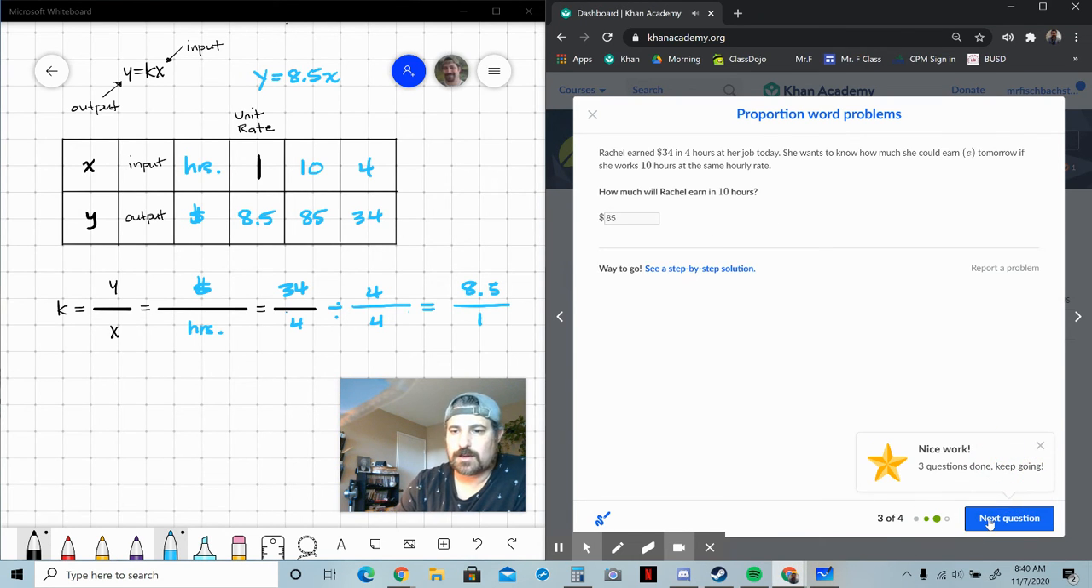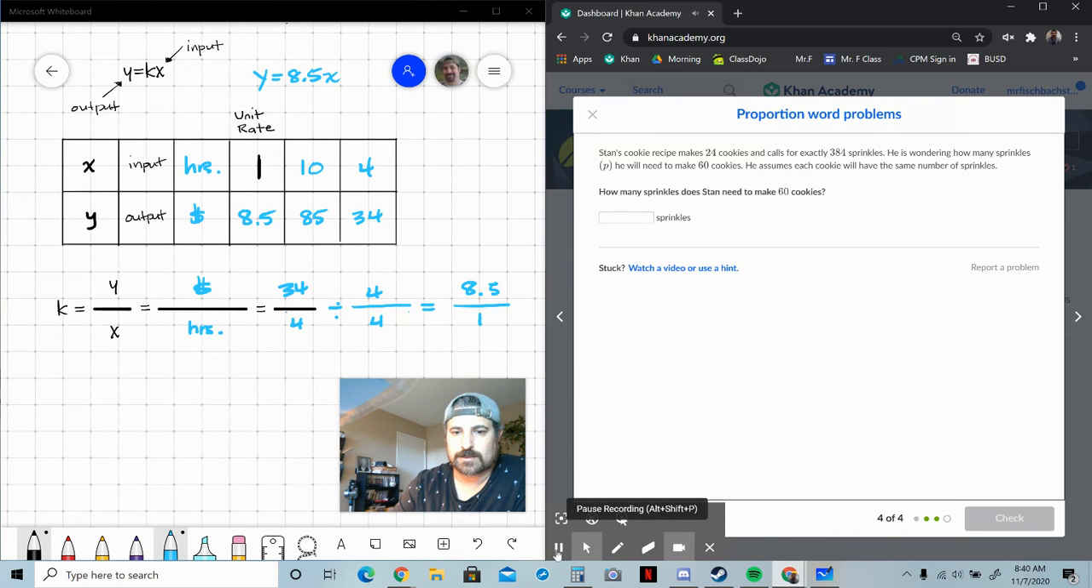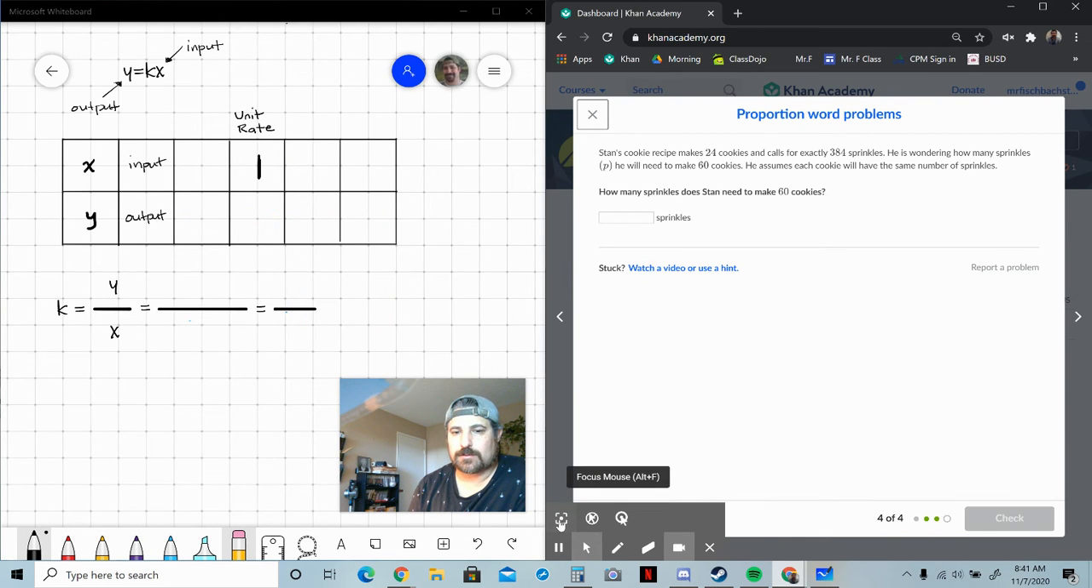All right, and now I'm going to pause it and reset the stuff. All right, so this one says, Stan's cookie recipe makes 24 cookies and calls for exactly 384 sprinkles. He is wondering how many sprinkles he will need to make 60 cookies. He assumes that each cookie will have the same number of sprinkles. So I think it makes sense to input cookies and output sprinkles, right? How many sprinkles per cookie are you going to need? Okay, so that's what I would do.